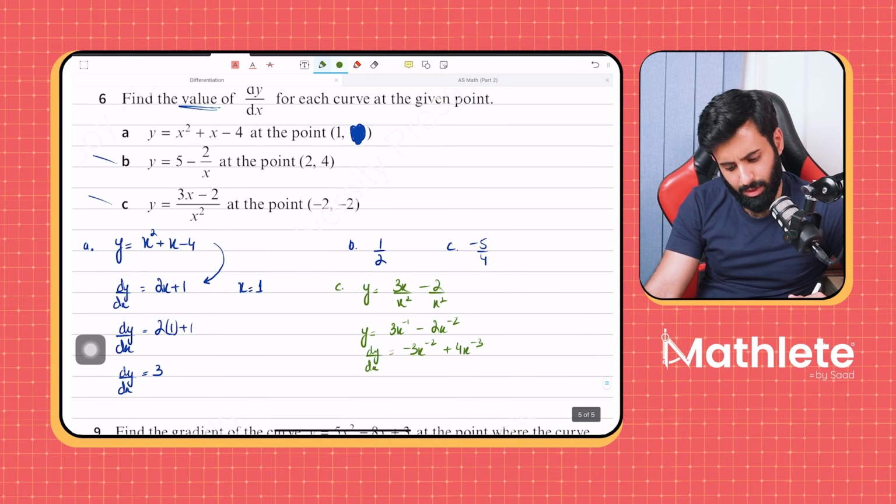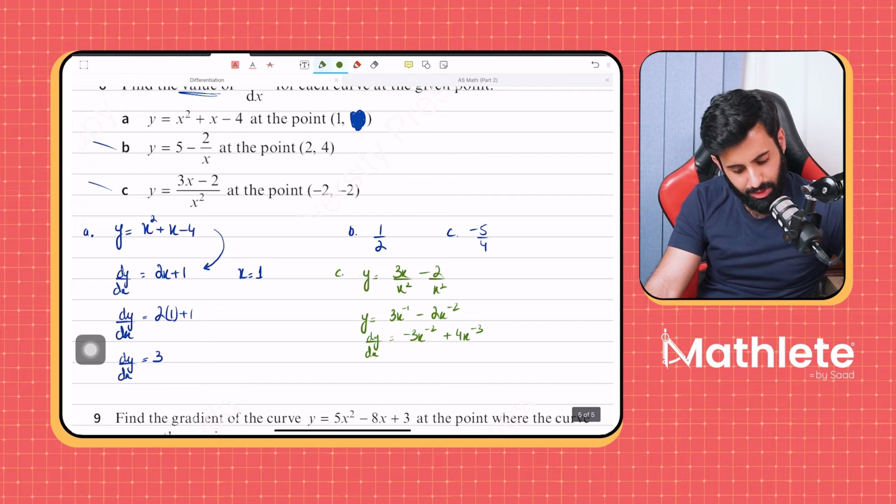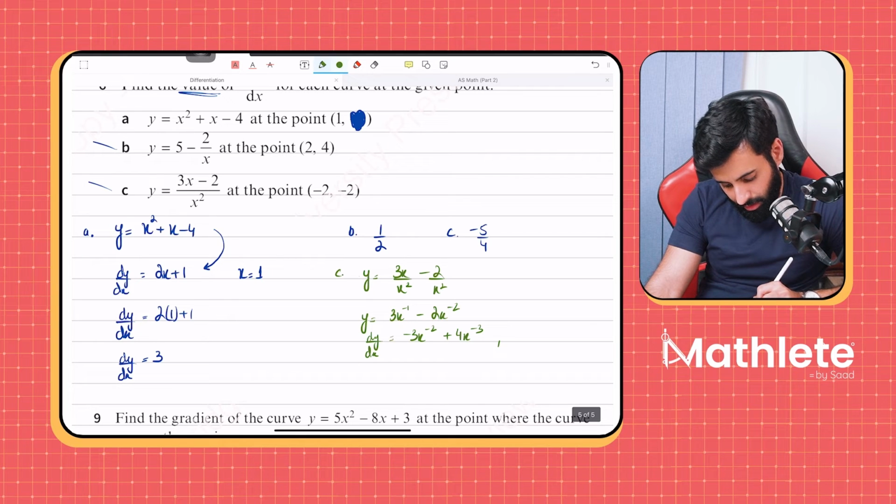Plug in x equals 2 and you will get... wait, it's not going to be 5 plus, it's going to be 0 plus. What happens when you differentiate 5? You get 0. So it's going to be 0 plus 2x to the power minus 2. Anyway, so plug in x equals minus 2. Let's see what we get.